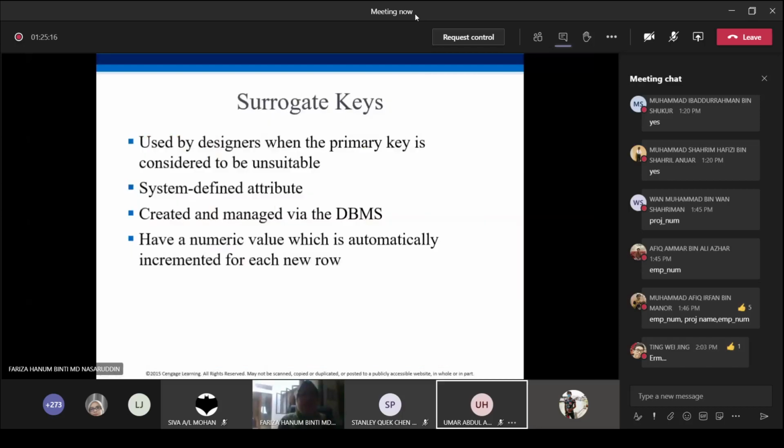All right. Primary keys. Okay. Surrogate key. Surrogate keys.